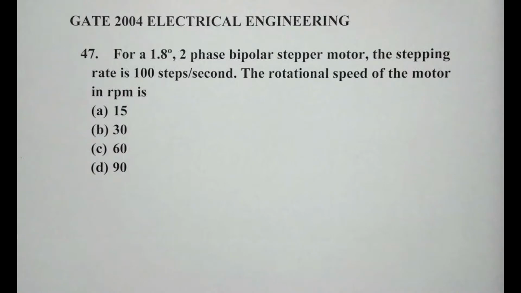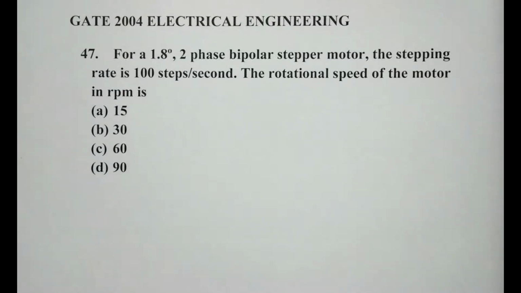Here's our next question, number 47. For a 1.8 degree two-phase bipolar stepper motor, the stepping rate is 100 steps per second. The rotational speed of the motor in RPM is. So we have to find out the rotations per minute. We have been given 100 steps per second.